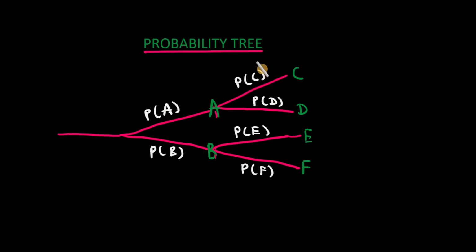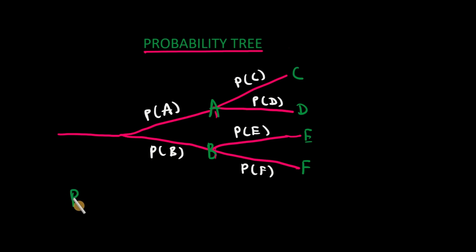You have to take note that this probability here of C depends on the probability of A. So it depends on the branch before it. Actually they call this probability of C, but it means probability of C given that A has occurred. It also means probability of if A then C.